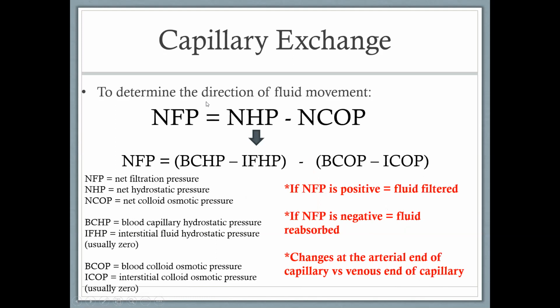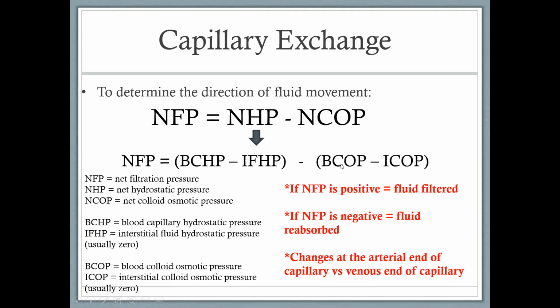So if we want to determine the direction of fluid movement, which is the net filtration pressure, we need to calculate the net hydrostatic pressure, and we need to calculate the net colloid osmotic pressure. If we break that apart, we get NFP equals blood hydrostatic pressure minus the interstitial fluid hydrostatic pressure. So we calculate that, and then we're going to subtract from that the combination of the blood colloid osmotic pressure minus the interstitial colloid osmotic pressure.